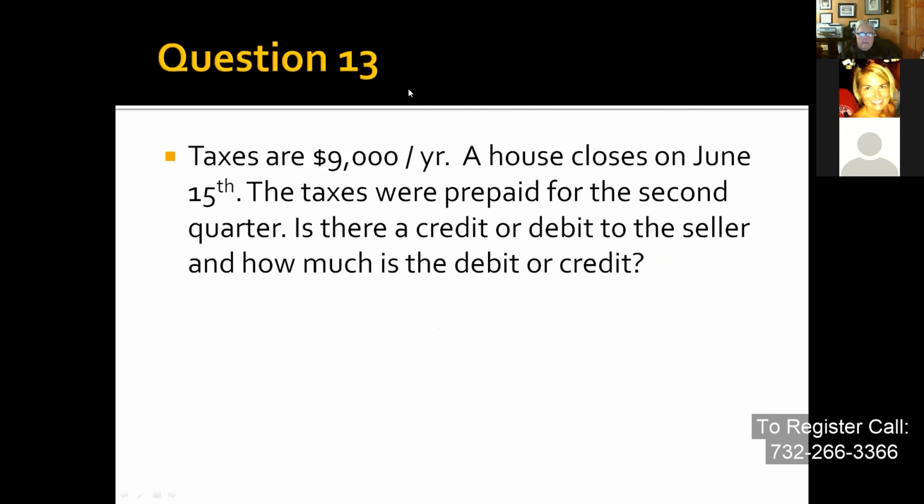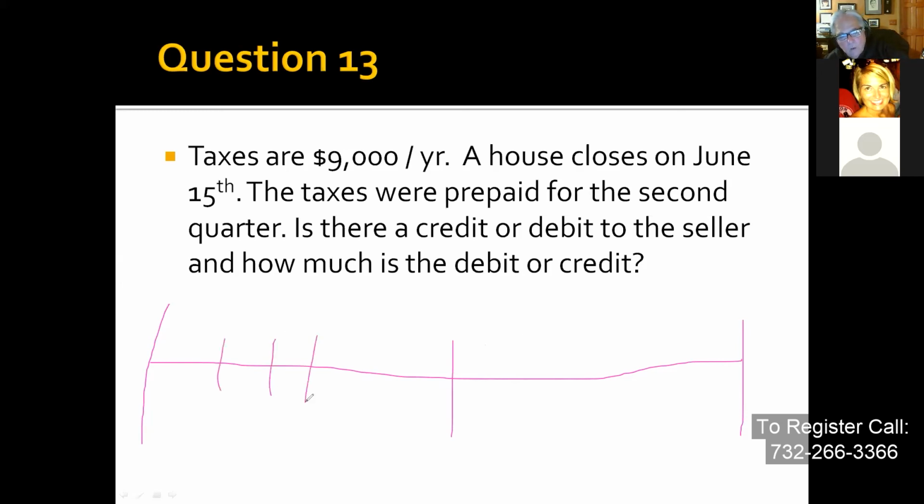All right, and this is our last one, question 13. I keep saying it's the last one, but I keep forgetting how long the quiz is. Taxes are $9,000 a year, and the house closes on June 15th. The taxes were prepaid for the second quarter. So the second quarter they were prepaid until the end of June. First quarter is January, February, March. Second quarter is April, May, and June. So the homeowner paid his taxes all the way to June 30th.